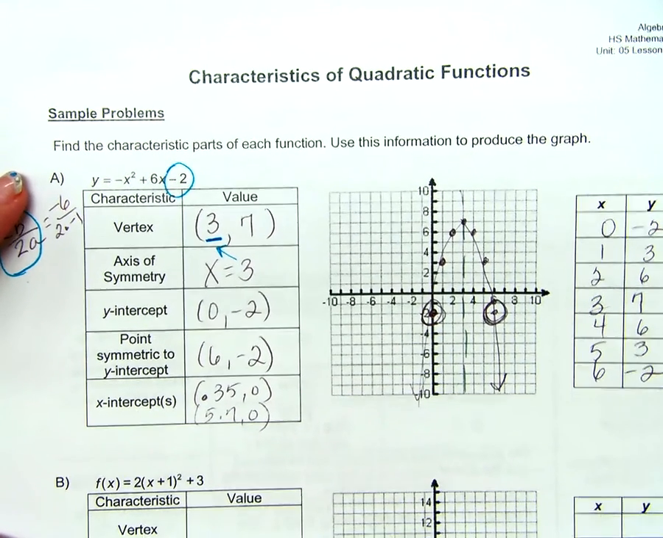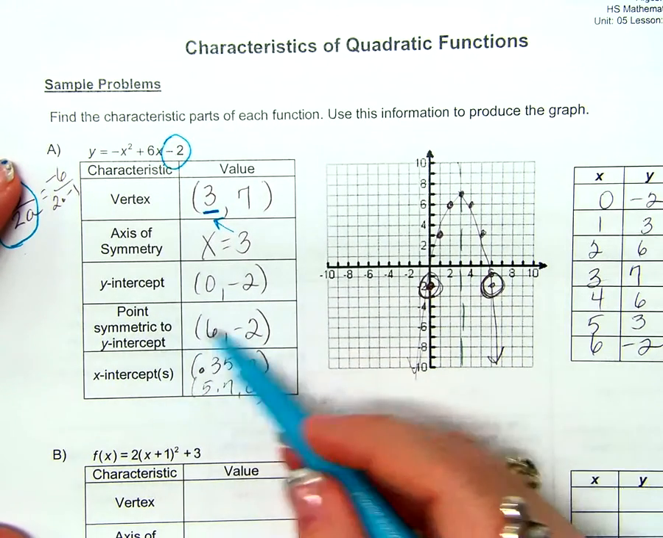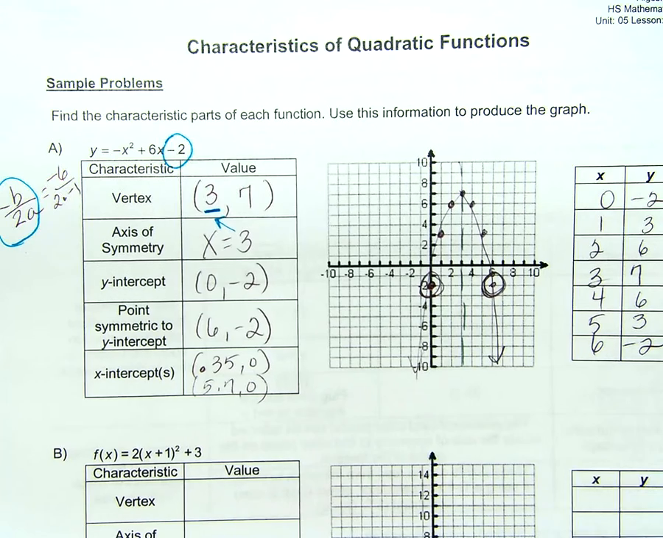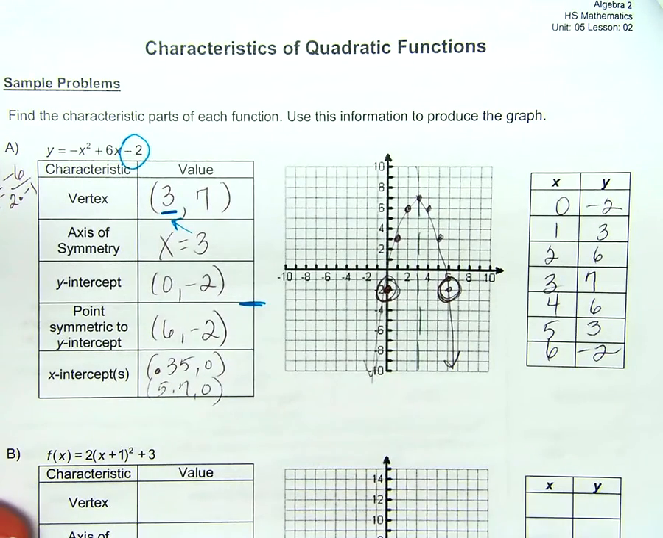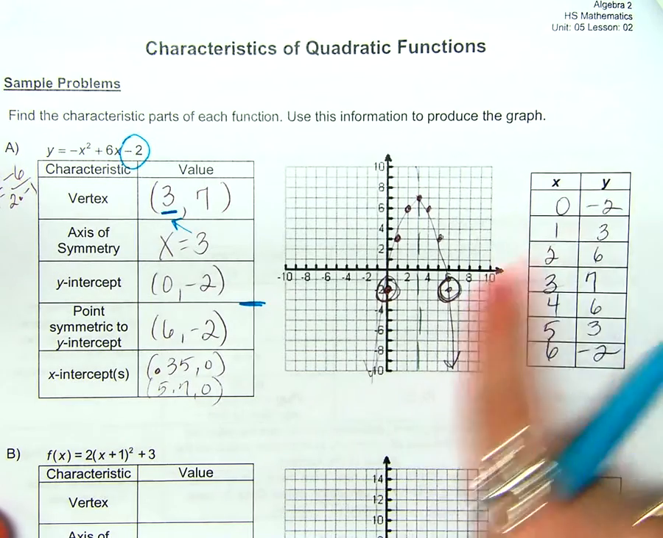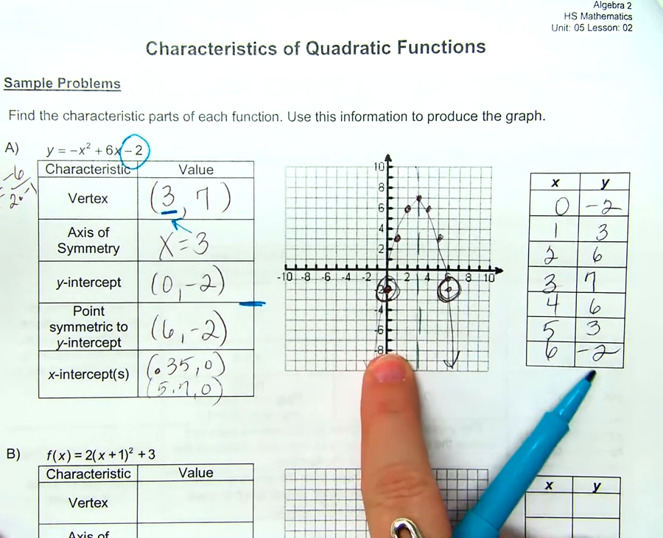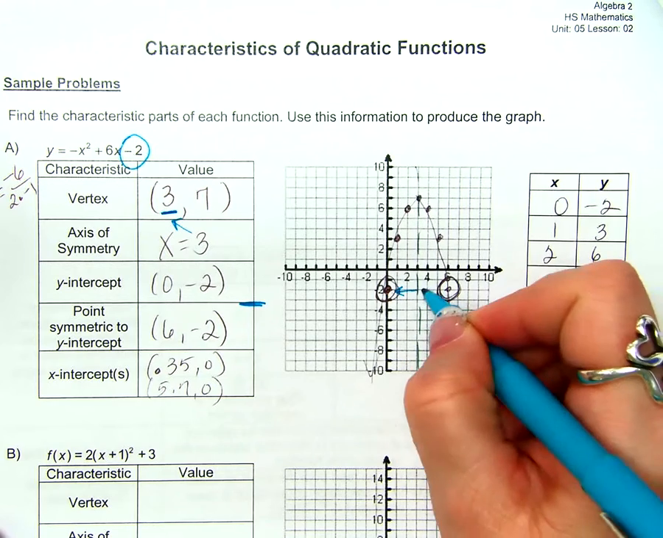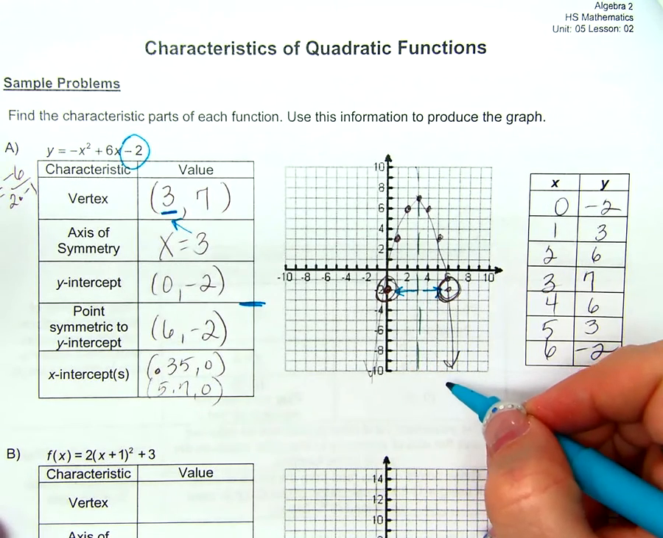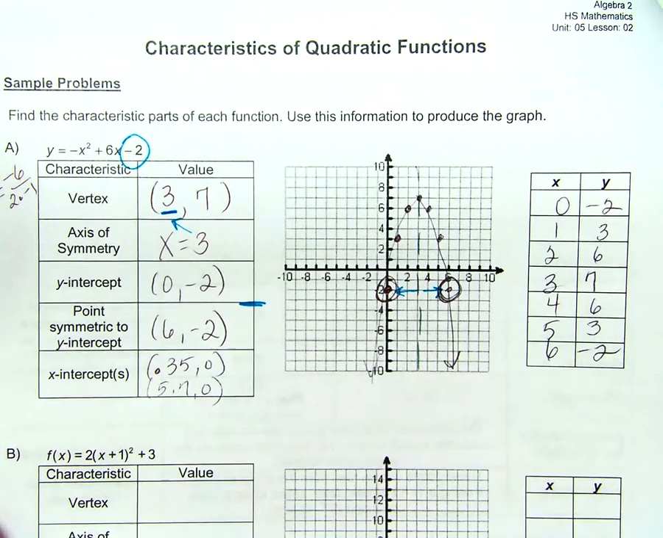How did we find the point symmetric to the y-intercept? Isn't this where we stopped? We kind of stopped right here, and what did we do? We graphed it. We found our table. We plotted our points from our table, because then we could look very easily and see that if that's our y-intercept, that is going to be the point symmetric to it. Okay, and that point is 6, negative 2.